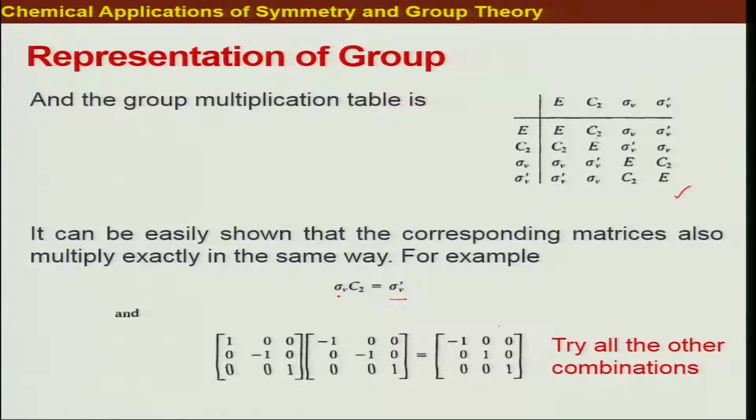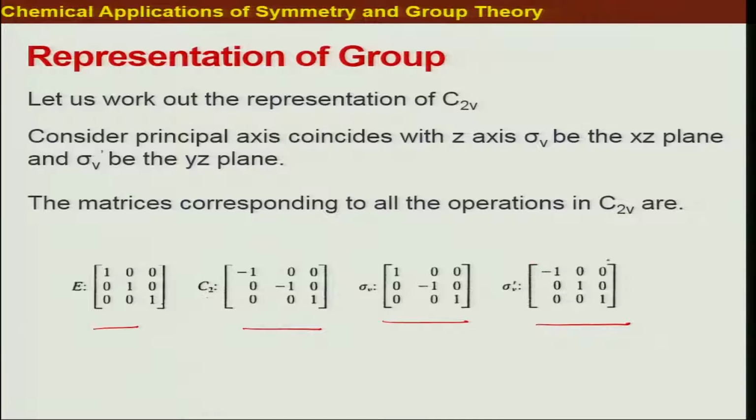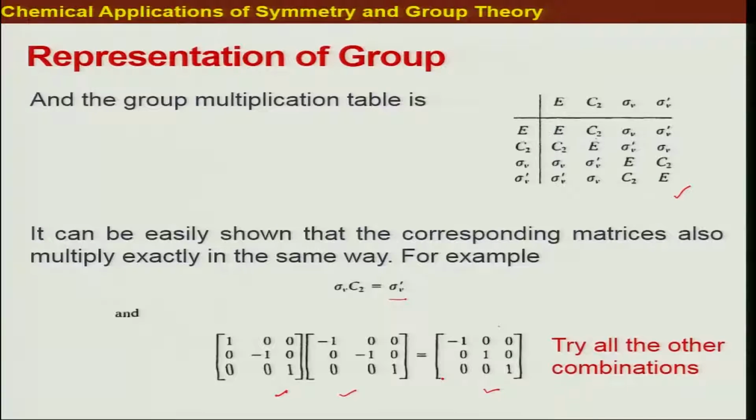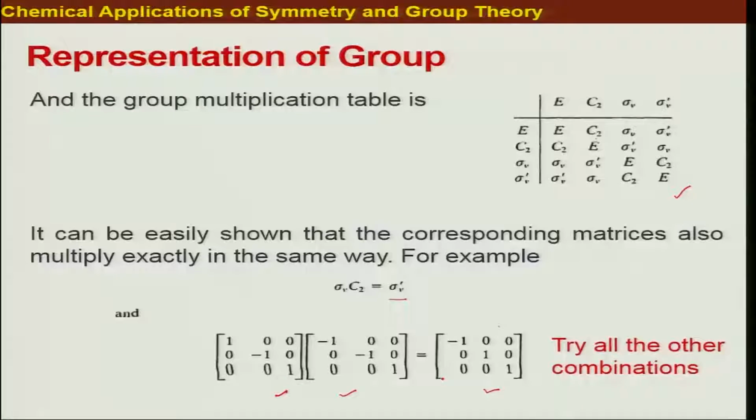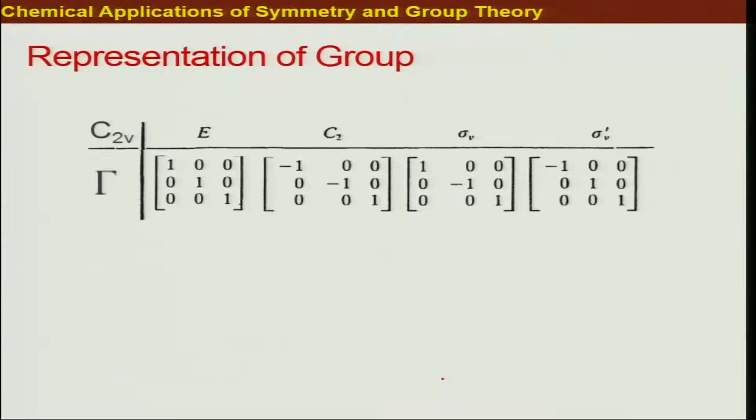Okay, so now we take the matrix representations for this sigma v and C2z as it is written here, combine them, and we get this matrix. Now what this matrix stands for, if we just go back, we see that this corresponds to sigma v prime, right? You can find that this matrix is exactly the same as what we get here. So we can see the law of this combination holds exactly the same way as the symmetry operations would follow. So what you can do, you can try out all other combinations and verify whatever we just said.